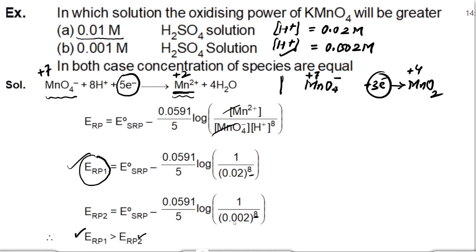Yes. So in this way you came to know that as concentration of the acid increases, reduction potential increases. If H plus ions are in excess, oxidizing power of KMnO4 is more, because greater the reduction potential, stronger is the oxidizing agent. So oxidizing power of KMnO4 in 0.01 molar is greater than in 0.001 molar.